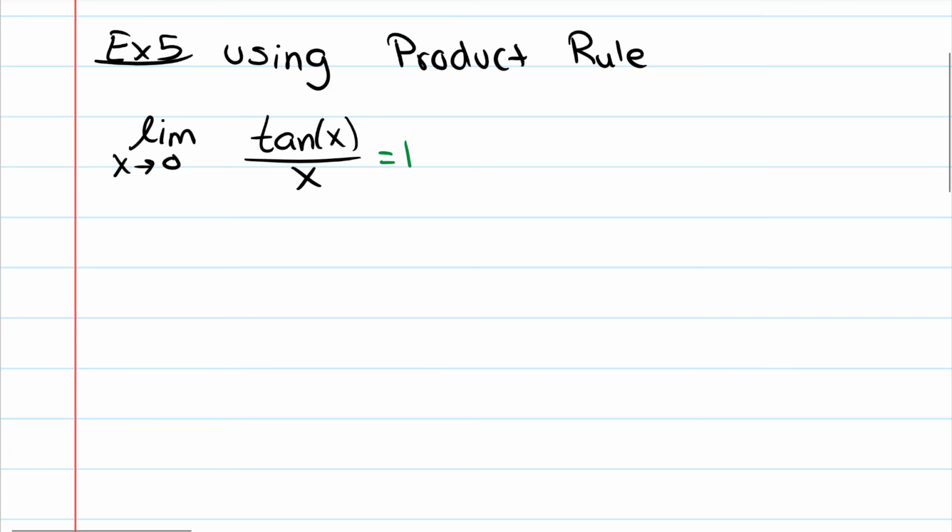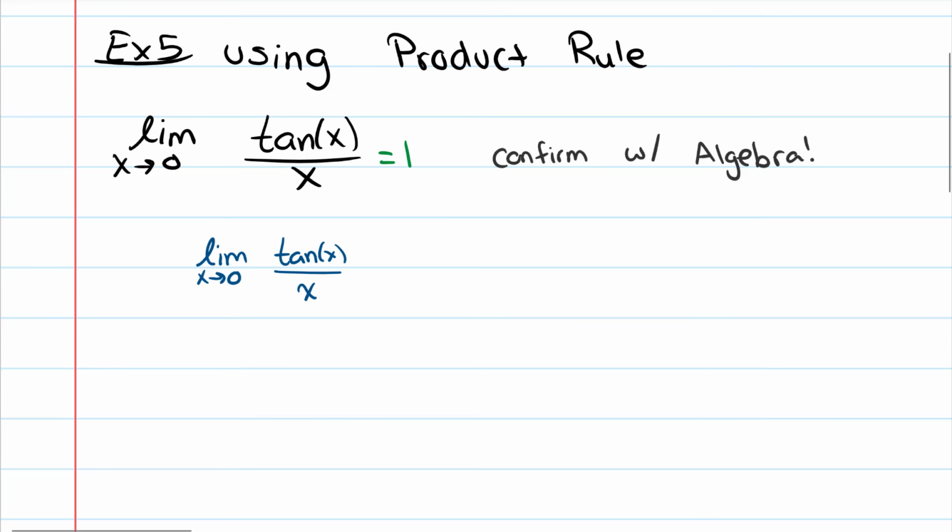But what we're going to do now in this problem is, sometimes you're not allowed to use your graphing calculator, and sometimes you don't know what the graph looks like. So we're going to use some algebra. This is the limit as x approaches 0 of tangent of x over x. Now if I directly substitute 0, I get 0 over 0. So we're going to do some fancy algebra now.